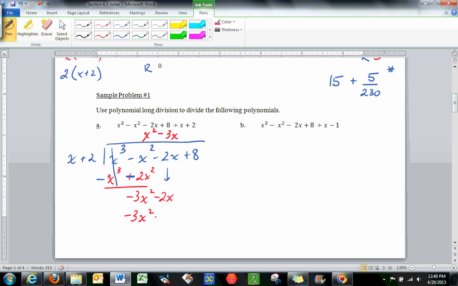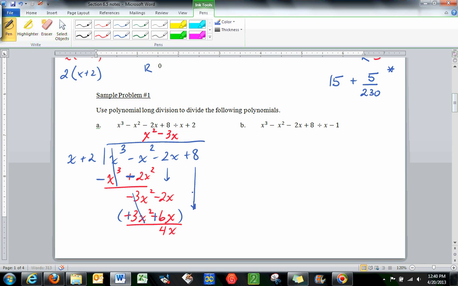Negative 3x times 2 is going to give me a negative 6x. And then, like we said, we need to subtract that whole thing. So when I do that, that's going to change this to a positive, and it's going to change that to a positive when I distribute that x. Negative 3x squared and a positive 3x squared will simply cancel out, and that was the objective. And negative 2x and positive 6x is going to give me a positive 4x.